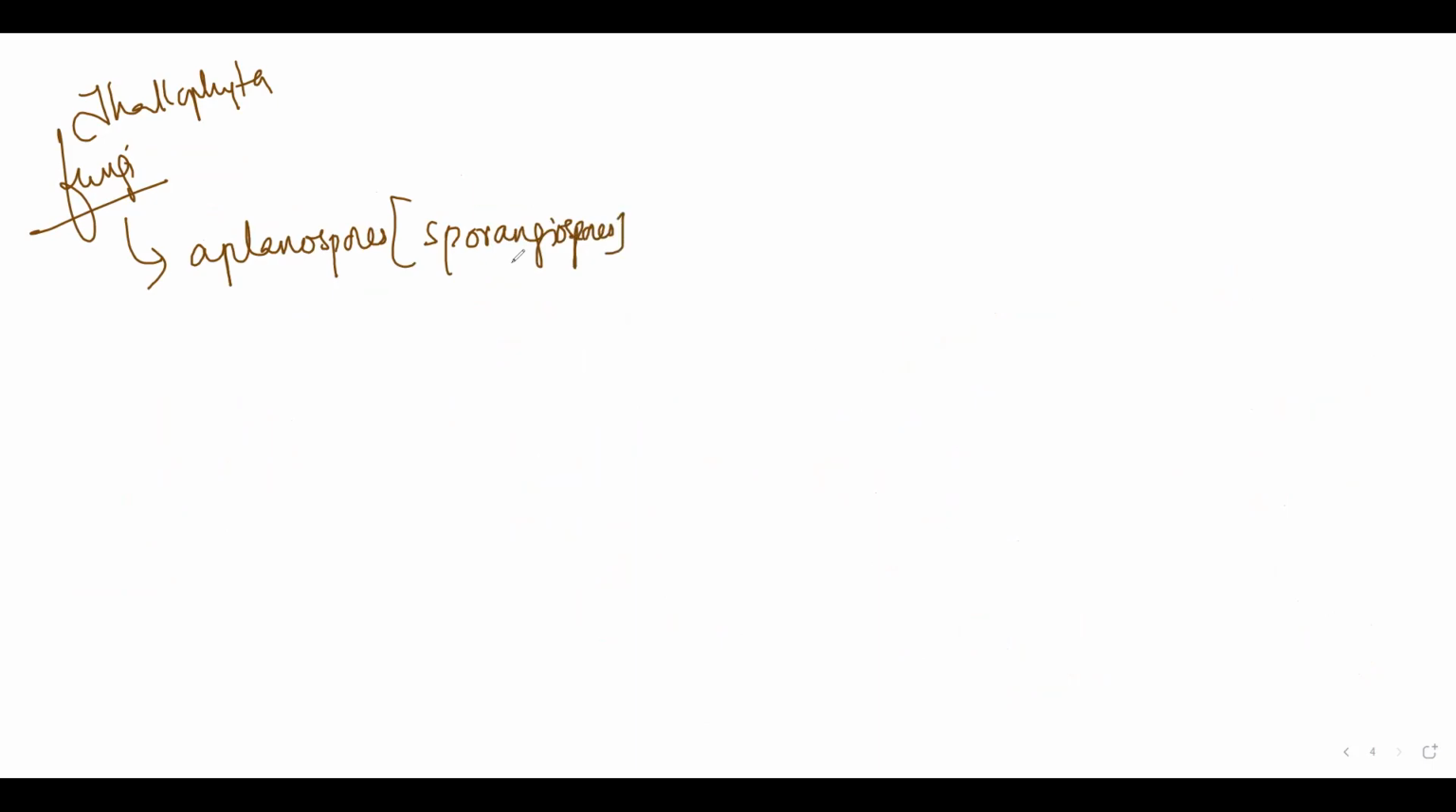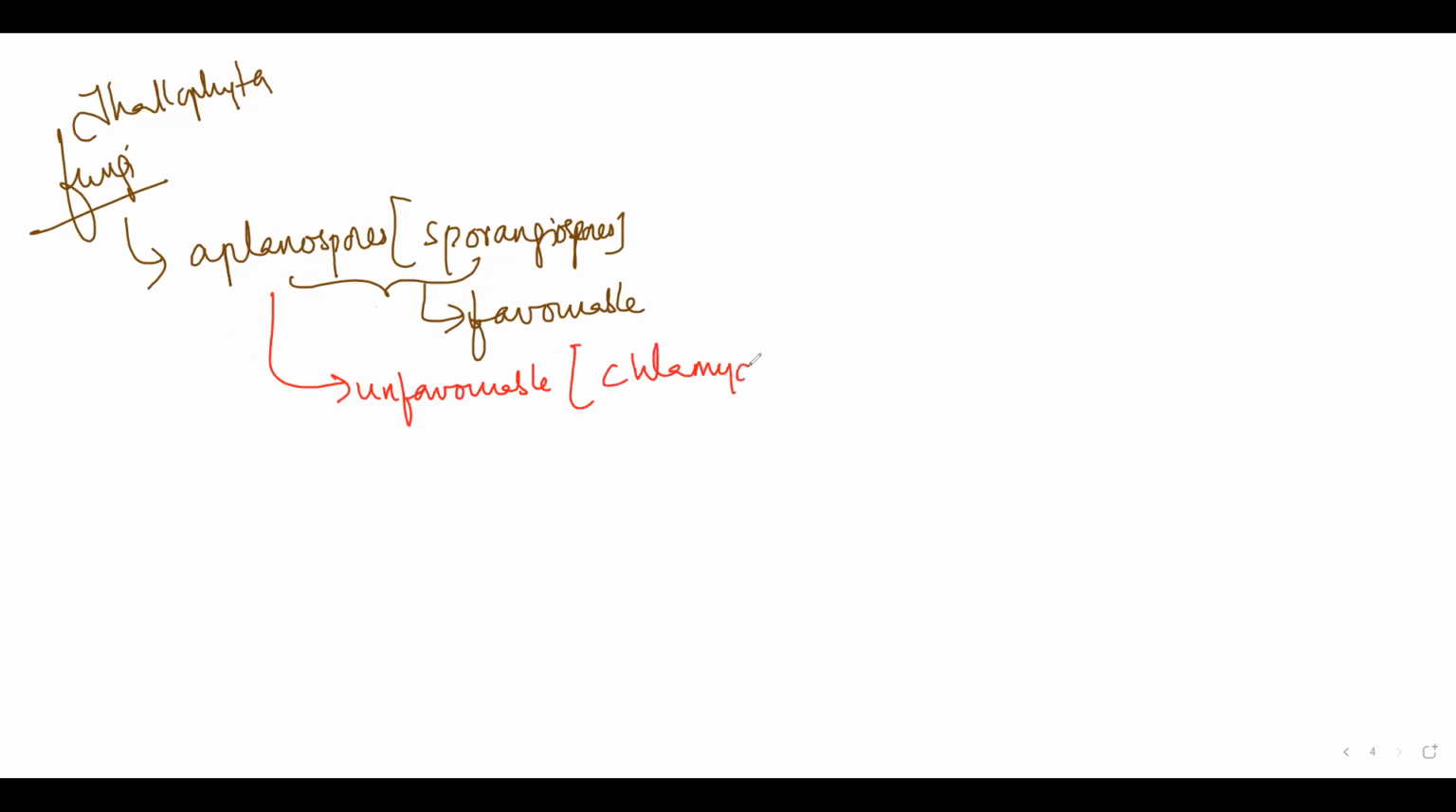Sporangiospores. Okay. And sporangiospores usually will be produced mostly during the favorable conditions only, when there is a good amount of food, good supply and environment conditions. But during the unfavorable conditions, the aplanospores that it produces are called chlamydospores. Chlamydospores. Now, this is important for you to remember. Then coming on to asexual reproduction, as I told you, during the unfavorable conditions, especially during very, very dry conditions, what happens is the protoplasm of the hyphae.